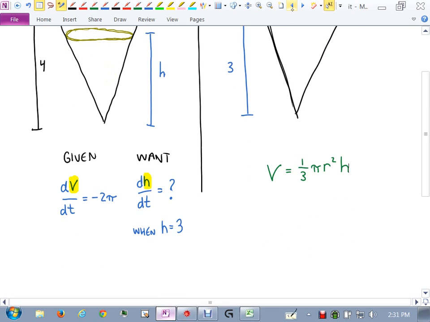So I realize I've run into some problems. I have some major issues with that R squared right there, and I need to resolve that issue. So I go to a new page. I cut this cone.